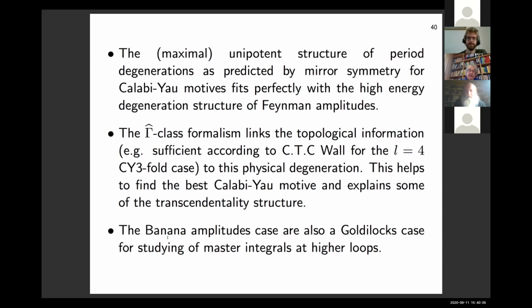What we also see, and that was also a little bit in this work of Kilian, is that he already knew the full period matrix. So we see that these banana amplitudes are also a Goldilocks case for starting master integrals. And again, I think this degeneration will tell us a lot about them.